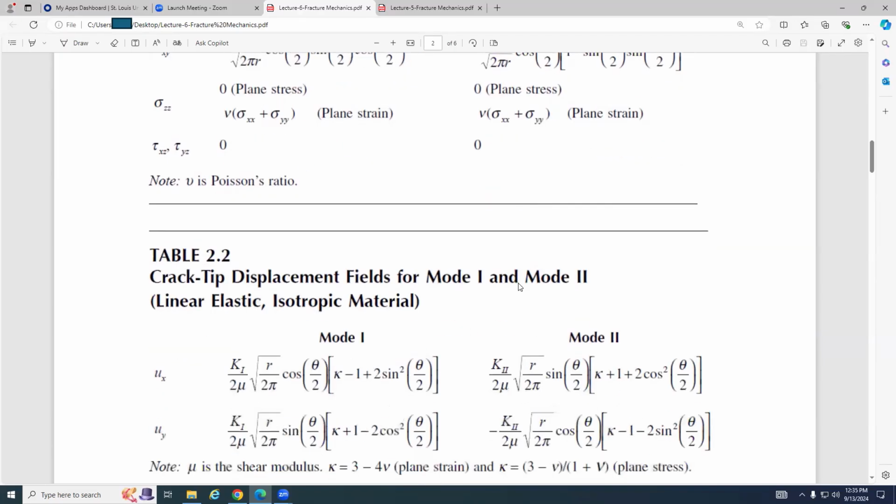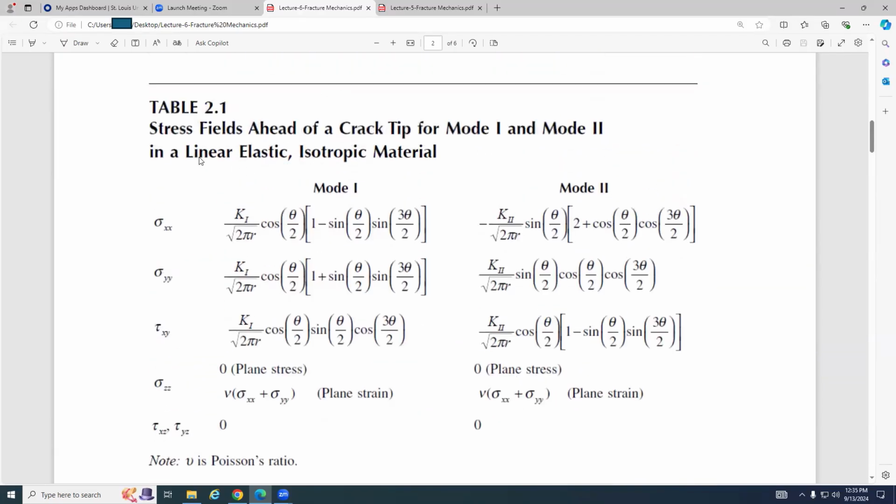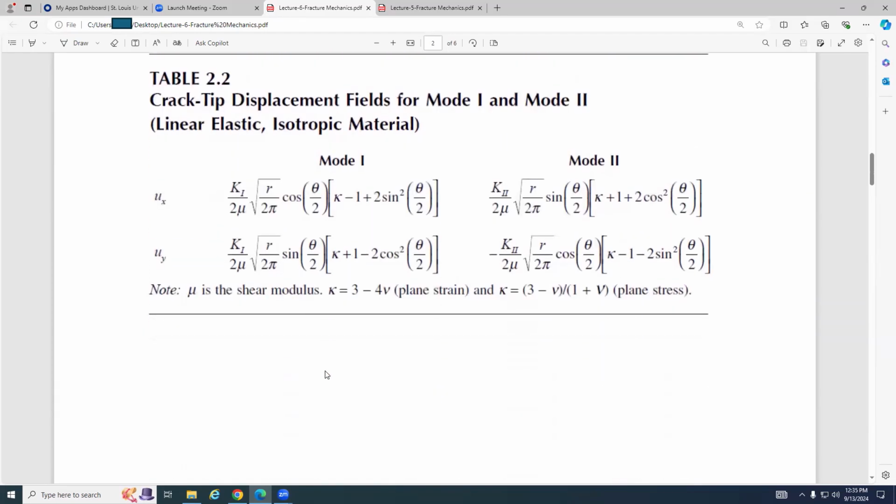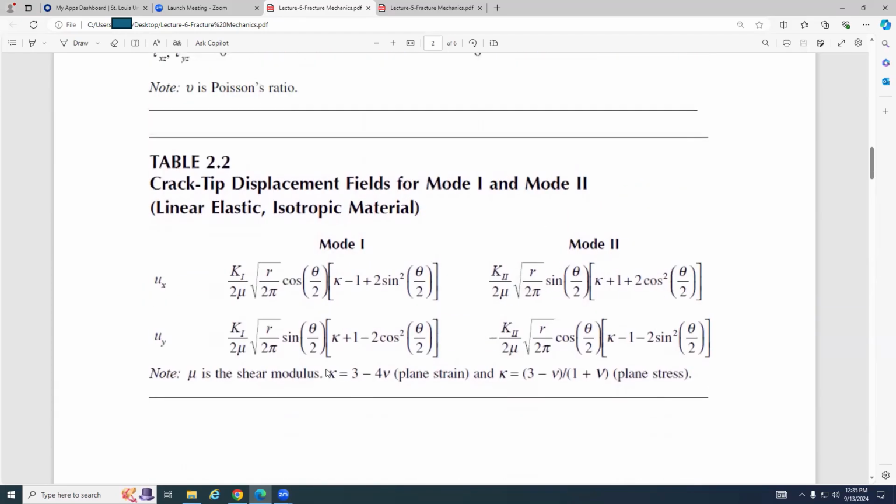Questions so far? So this is the stress field. So here is a displacement field. Keep in mind, they are different.